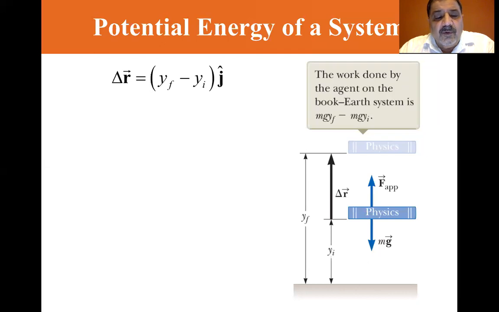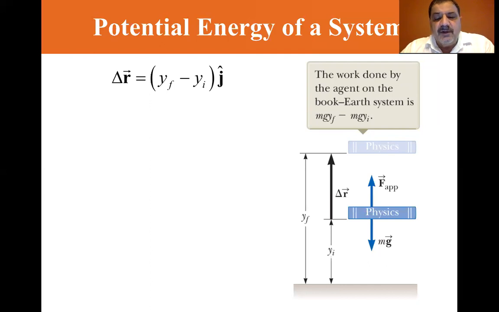After lifting the book, we could release it and let it fall back to the position y initial. The book in the system now has kinetic energy, so the source is the work that was done in lifting the book. While the book was at its highest point, the system had the potential to possess kinetic energy. So the energy storage mechanism before the book is released is called potential energy.